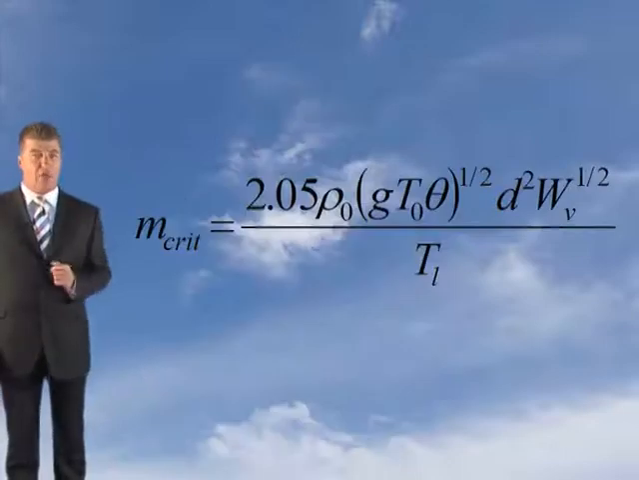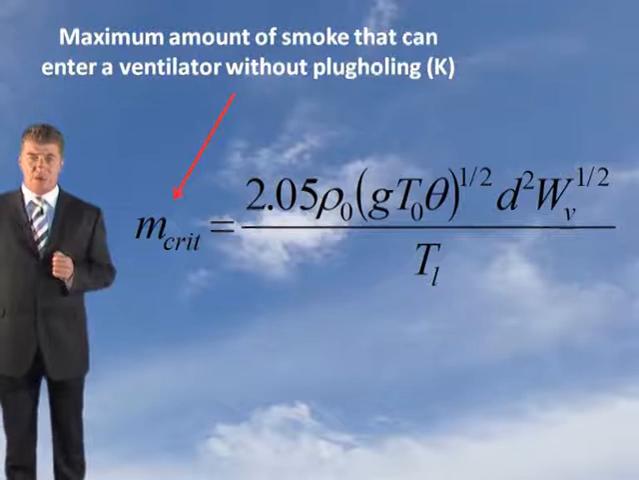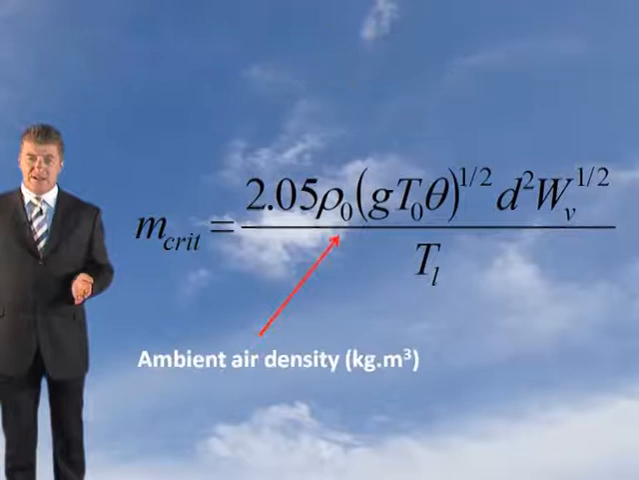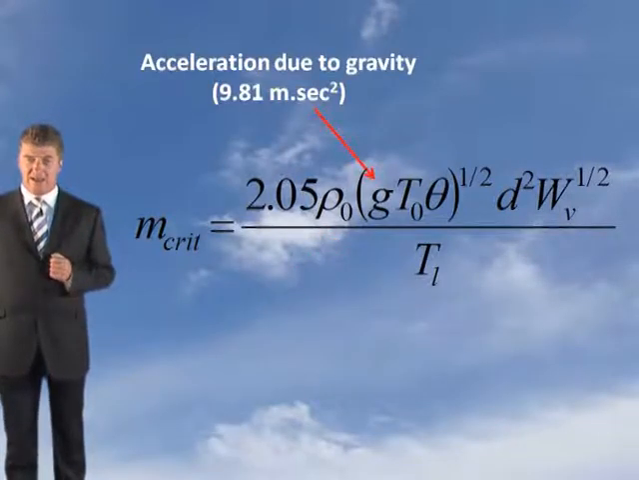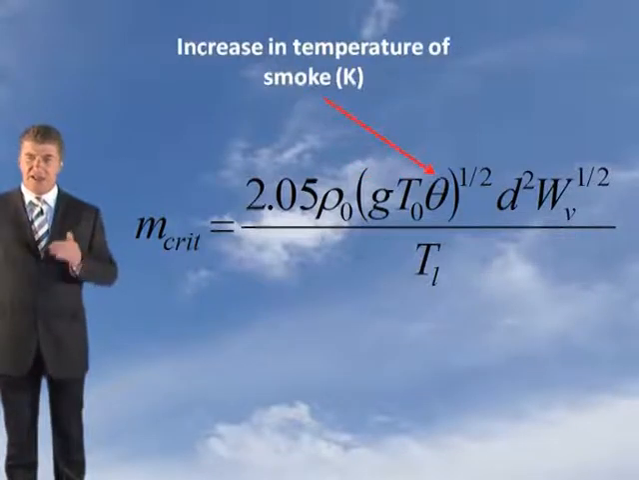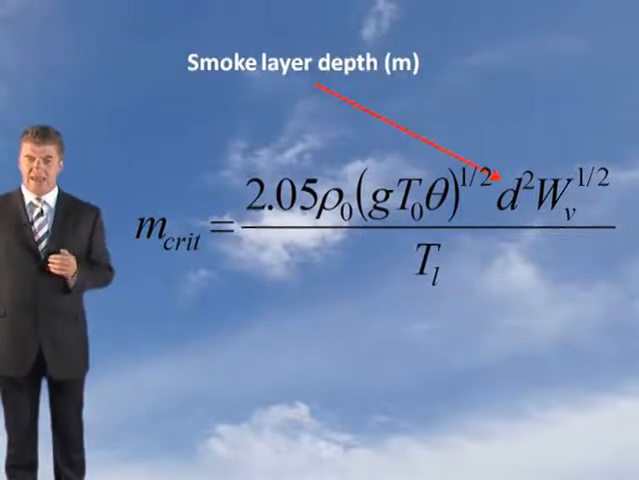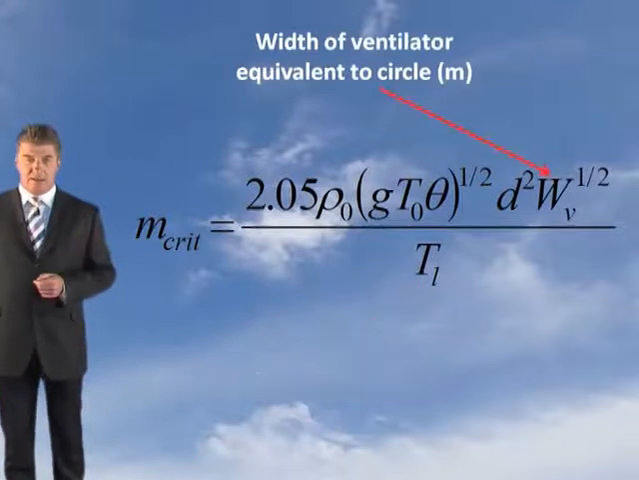Now, as the ventilator is located more than 2 metres away from the edge of the reservoir, this is the formula you should be applying, where mcrit is the maximum amount of smoke that can enter a ventilator without plug holing occurring. ρ0 is your ambient air density. You've got your gravity, 9.81 metres per second squared. You've got T0, which is your ambient air temperature. Theta is your increase in temperature of the smoke. D is your smoke layer depth.